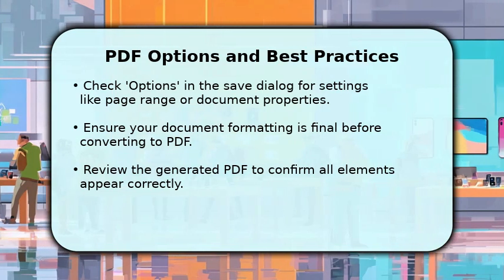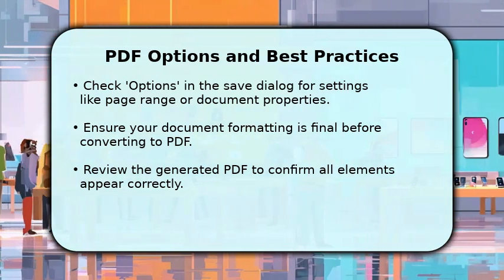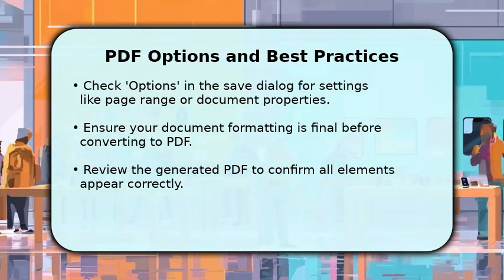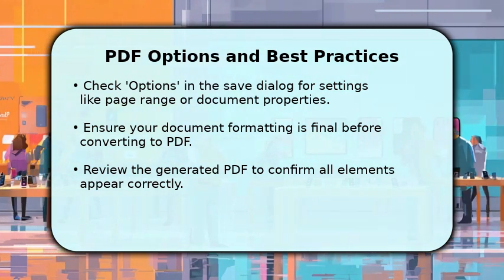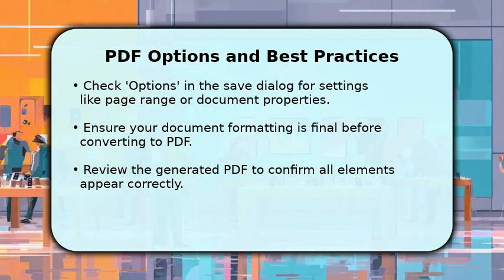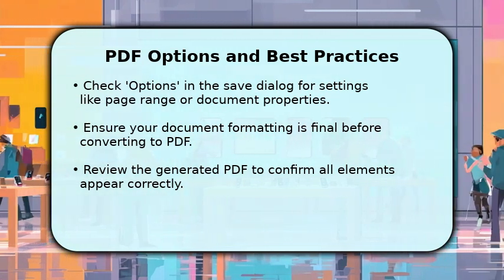Before finalizing your PDF, consider a few advanced options and best practices. Within the Save As or Publish dialog, click Options to set specific parameters. These include selecting a page range or adding document properties.